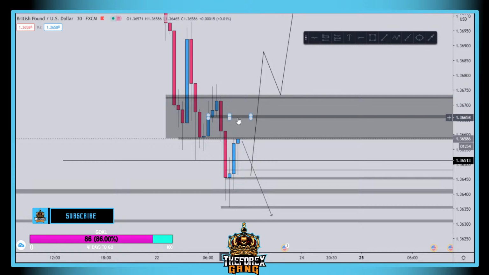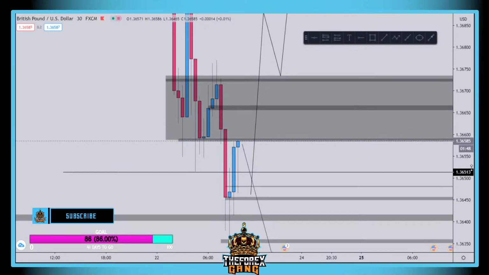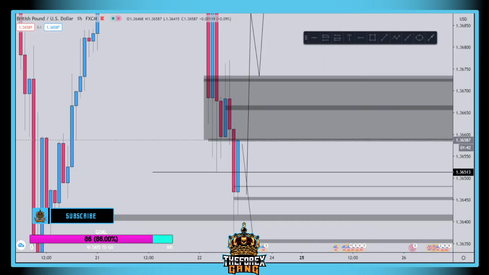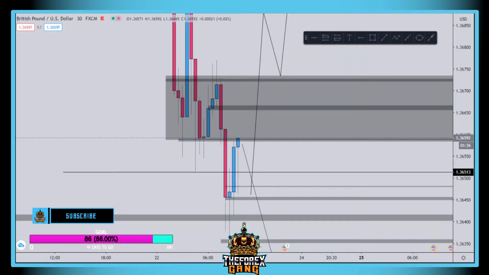If this closes inside that range, then yes, there is a possibility. I think a better trade would be in 1 hour if it breaks the 1 hour candle. We can take it to 36.72.